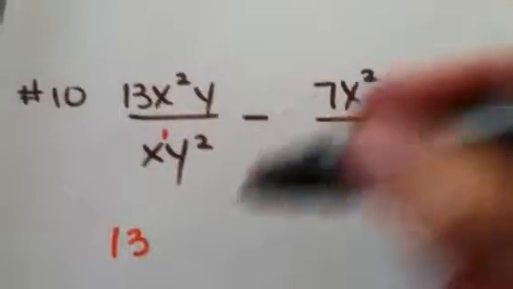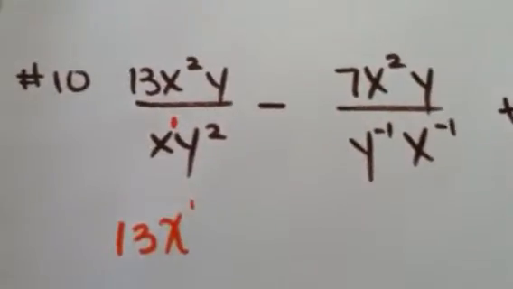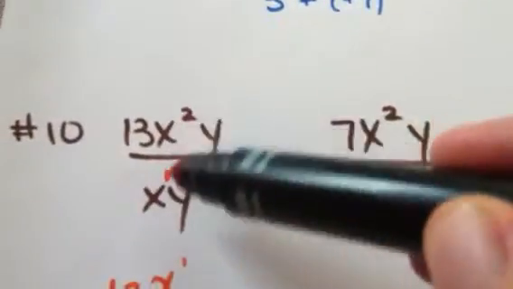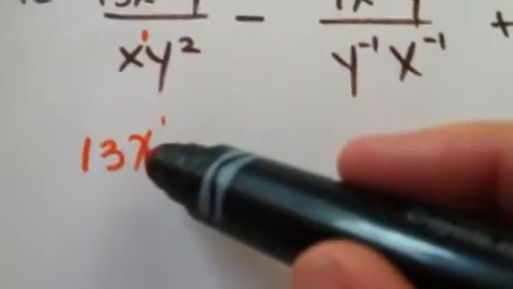x to the 1, if you want to say that, x to the first. Typically, I don't write that one, but I'm going to show it. Another way to think about this is, where are there more x's? On the top. How many more? 1. So it looks just like that.